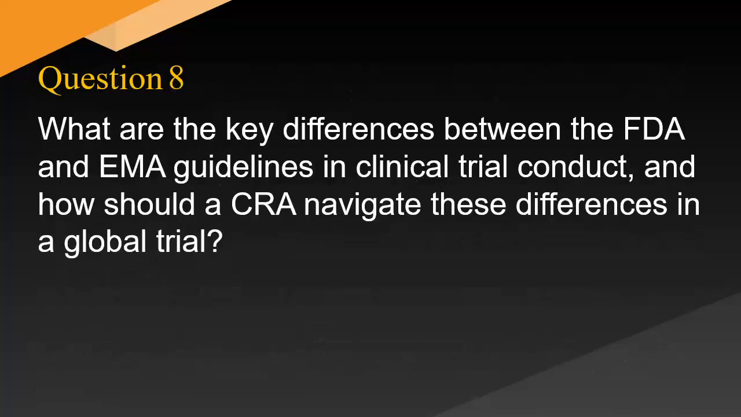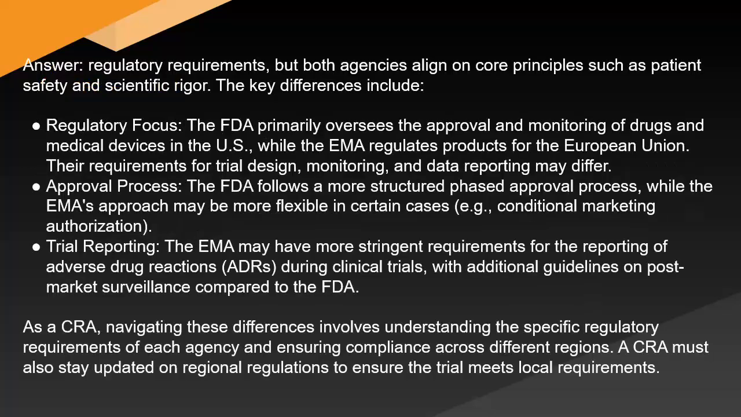What are the key differences between the FDA and EMA guidelines in clinical trial conduct, and how should a CRA navigate these differences in a global trial? Answer: The FDA and EMA have different regulatory requirements, but both agencies align on core principles such as patient safety and scientific rigor. The key differences include regulatory focus. The FDA primarily oversees the approval and monitoring of drugs and medical devices in the US, while the EMA regulates products for the European Union. Their requirements for trial design, monitoring, and data reporting may differ.